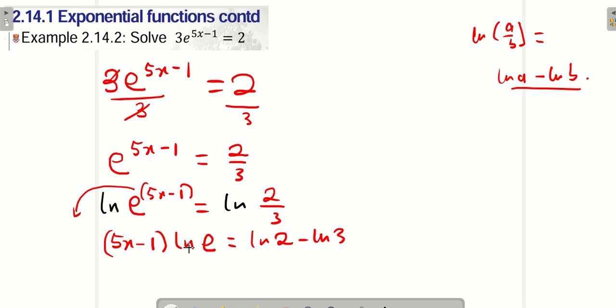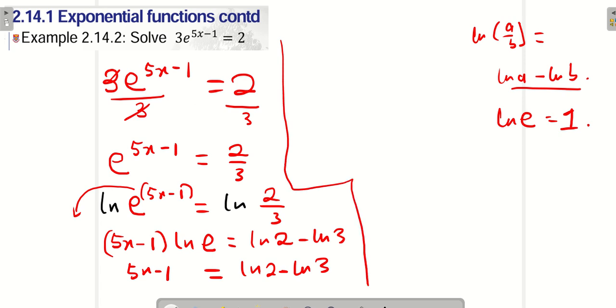Now we can divide through. We know that here ln e is equal to 1. So we can see that 5x minus 1, this whole expression is 1, should be equal to ln 2 minus ln 3. Then we can write it as 5x should be equal to ln 2 minus ln 3 plus 1.